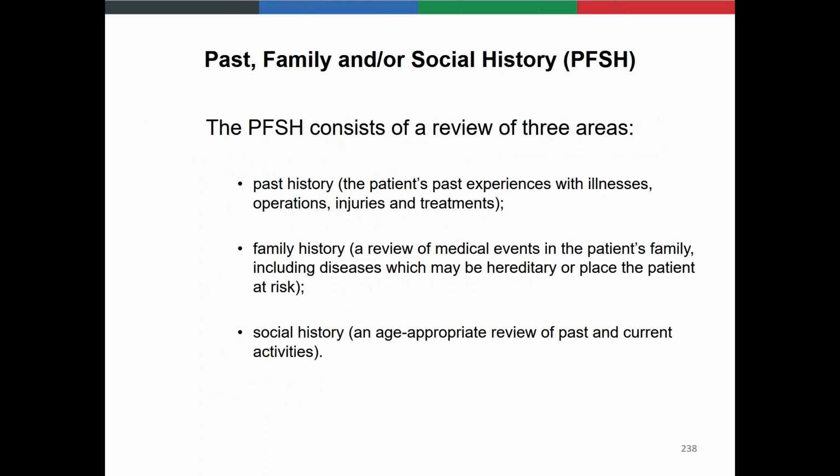And I'm not going to get into all of that, because we'll do that in the coding workshop. But the past, family, and social history consists of a review of the past history, these 3 areas. In other words, has the patient had this illness in the past, other operations, injuries, and treatments; a review of the family history, medical events in the patient's family that could include diseases which may be hereditary or place the patient at risk; and then the social history, which is an age-appropriate review of past and current activities that could contribute to the patient's illness or problem.